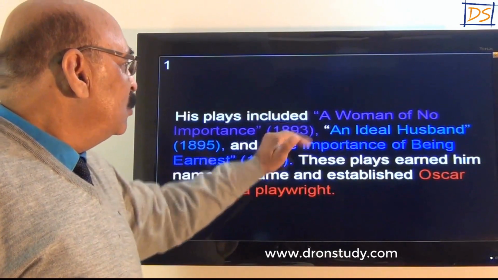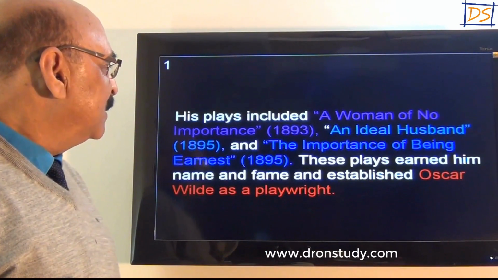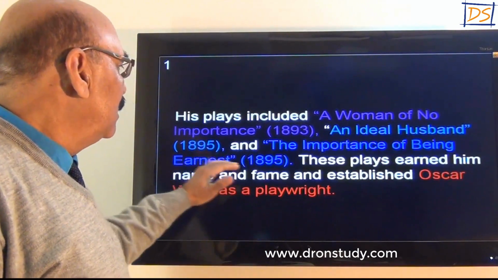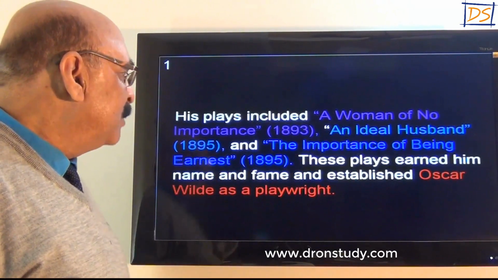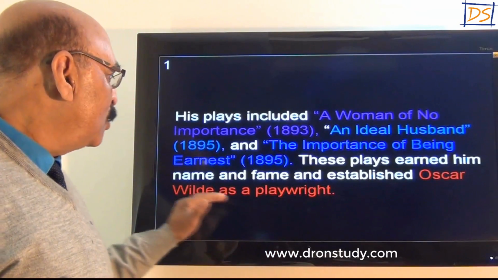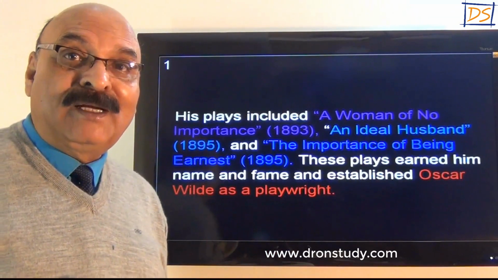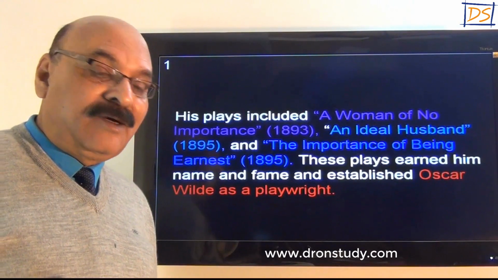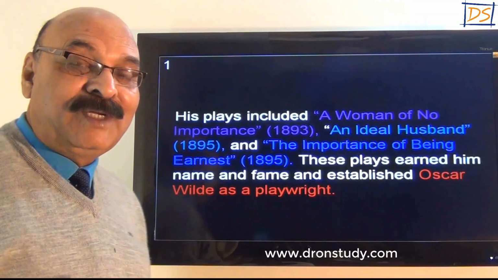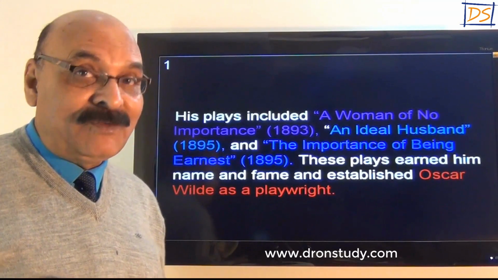His plays included A Woman of No Importance, An Ideal Husband, and The Importance of Being Earnest. These plays earned him name and fame and established Oscar Wilde as a playwright also. And this is the novel written by Oscar Wilde. He was a playwright, and he was a novelist also.